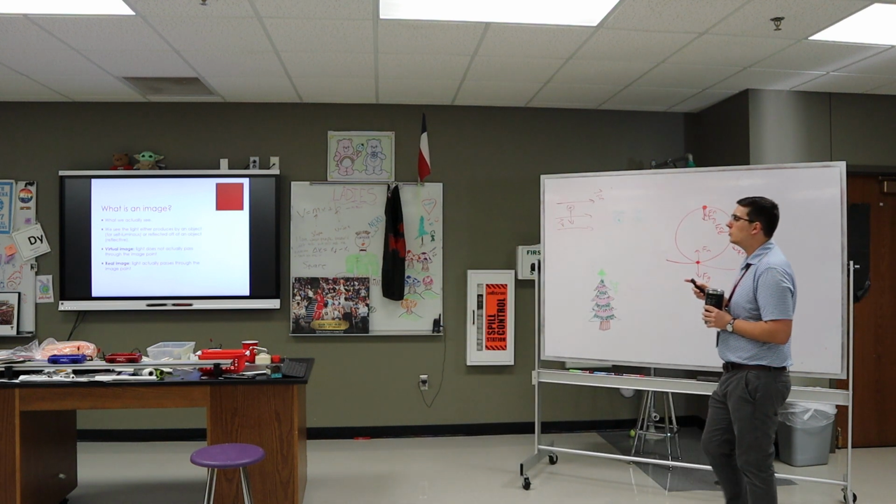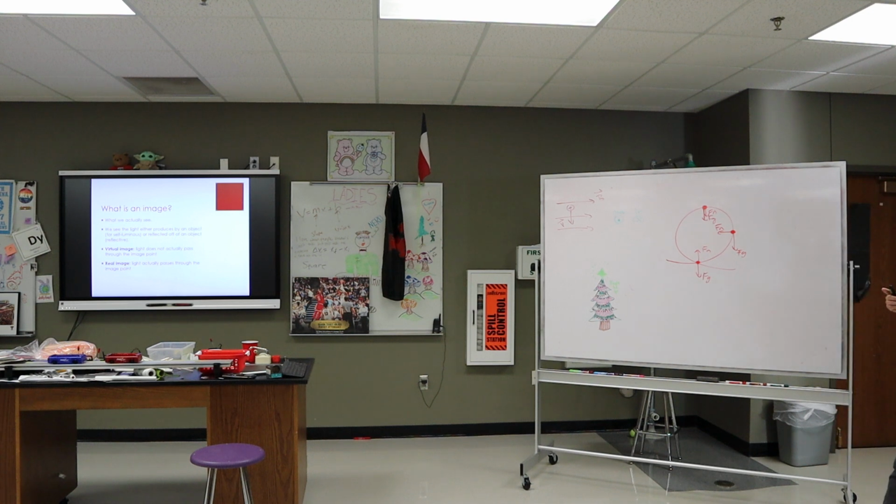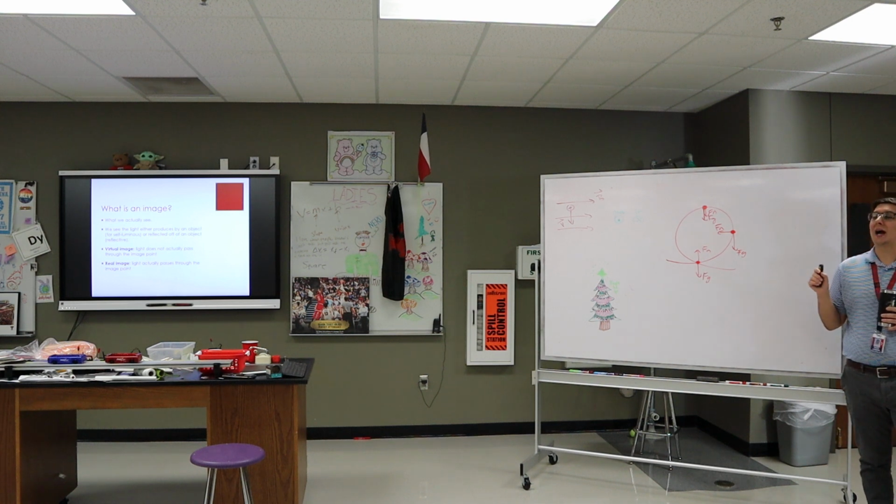So, a virtual image is an image that's created when light does not actually pass through an image point. This may seem weird in a minute. You'll see why we have this distinction later. A real image is where light actually passes through the image point. What's interesting about this is that means that I could take a piece of paper and stick it where the image is being created. If it's a real image, it will show up on the paper. If it's a virtual image, it will not. Does that make any sense?